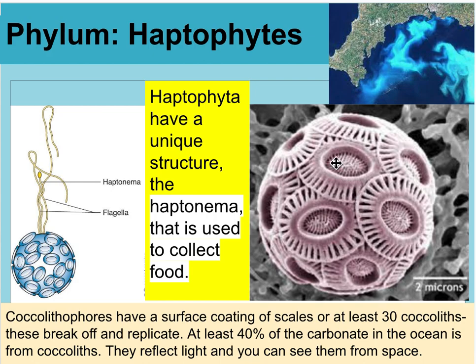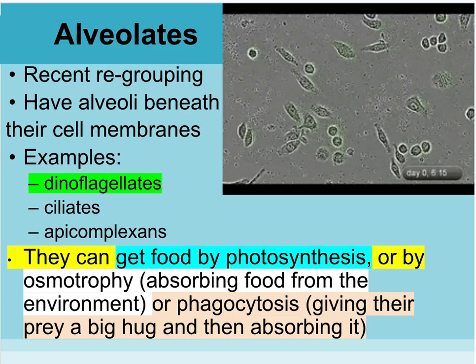The phylum Haptophytes are really also another gorgeous organism that lives in the water. They actually have a series of about 30 coccoliths on the outside, and each of these will break off over time and replicate and make new haptophytes. These are super reflective, and when they're photographed in large numbers from space, they'll reflect light back that you can see from that far of a distance. It's really cool. I also want to mention that at least 40% of the carbonate in the ocean is from these coccoliths, which is so cool.